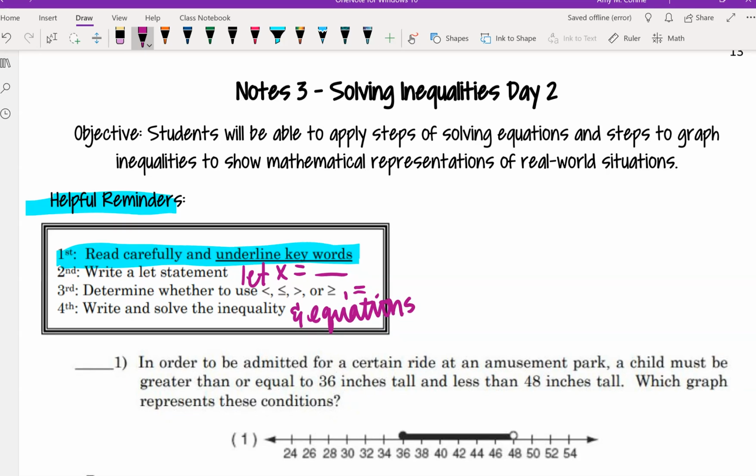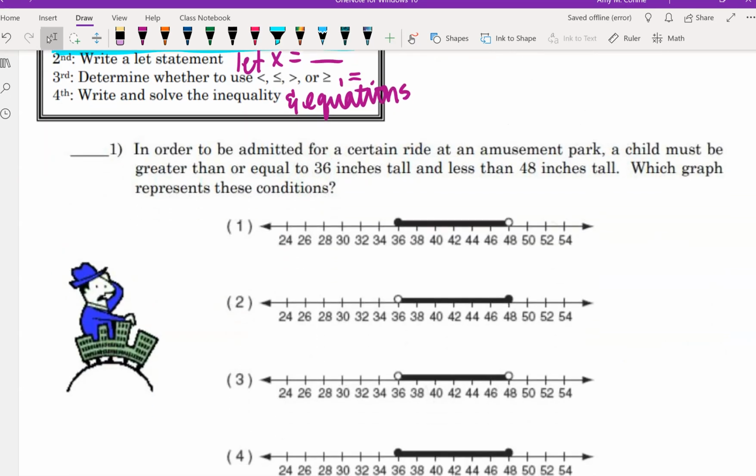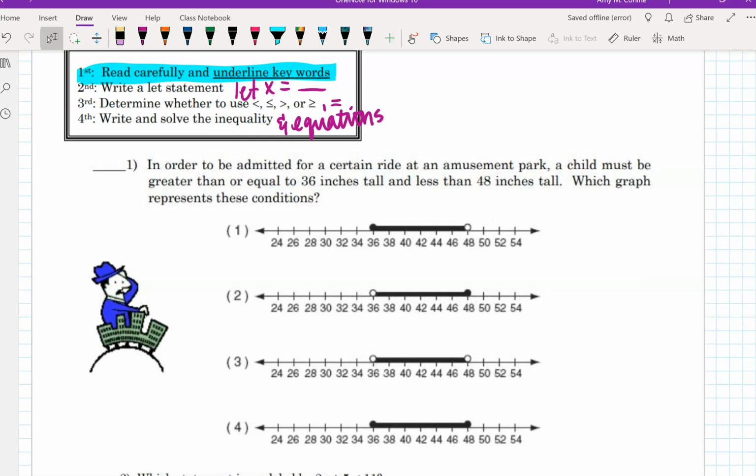Okay, so I want to take a look at a few of these. I want you to try to do number 1 on your own. I think you guys can do that, so go ahead and do that now.